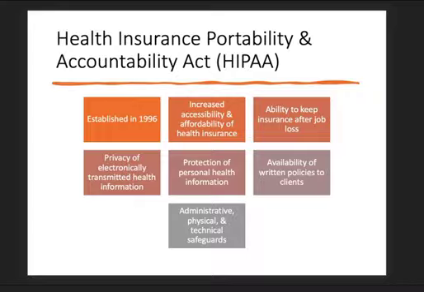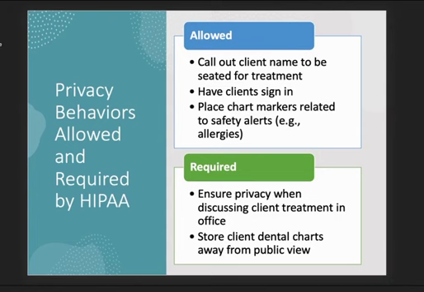But HIPAA also gives patients the ability to access their own information. So there are things that are allowed under HIPAA. There are also things that are required. So under HIPAA, you are allowed to call out the client's name to be seated for treatment, right? So you can go to the waiting room, call out your patient's name. You are allowed to have clients sign in. You may see at some offices, they have tearaway sign-in sheets so that they do remove clients' names as they sign in. And then you are allowed to place chart markers that are related to safety alerts. An example of that is allergies.